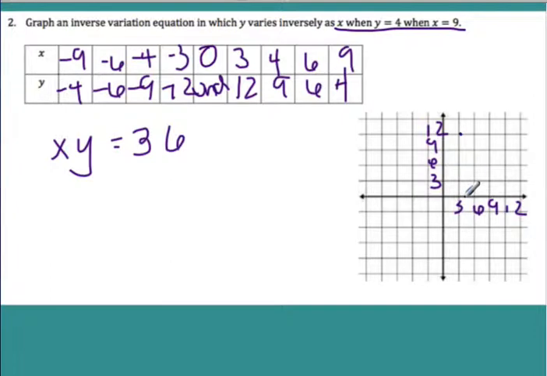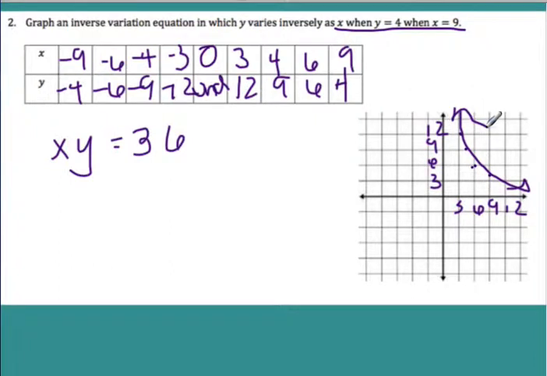I'm going to go over 1/3. And I'm going to go up 4, I went over 4 and up 9, so that's going to be here. Then I'm going over 6, up 6, which is here. Over 9, up 4, which again is going to be 1/3 of the way to 6. So now I can go ahead and plot these.